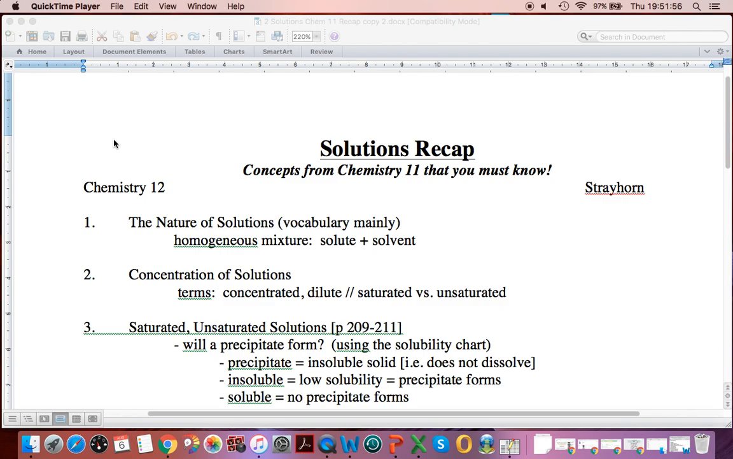This is a recap of important concepts from solutions that you should have learned last year. You may have learned them and forgotten them, and if you forgot them, you've got to go back and start remembering them. So first of all, you should remember the characteristics of a solution. It's a homogeneous mixture made up of a solute, or more solutes, and a solvent.